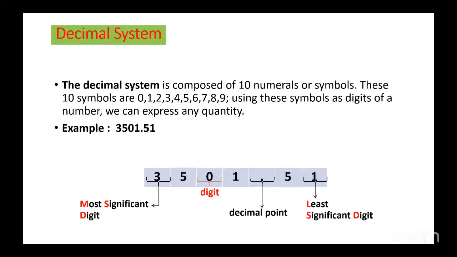Next, the decimal system. The decimal system is composed of 10 numerals or 10 symbols. These 10 symbols are 0 to 9: 0, 1, 2, 3, 4, 5, 6, 7, 8, 9. By using these symbols as digits of a number, how do you express this? 3501.51.